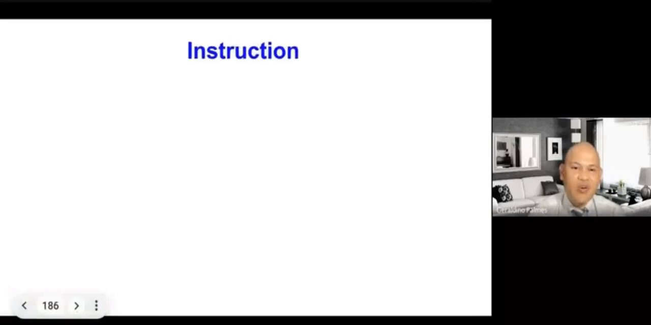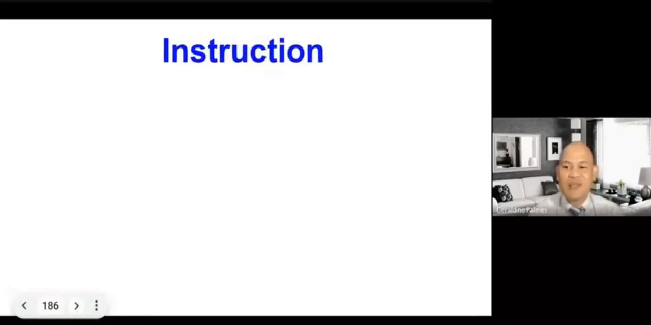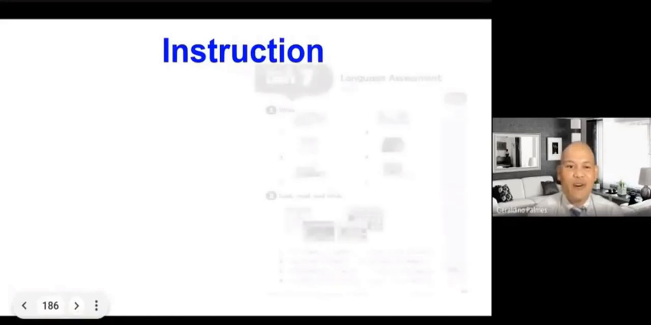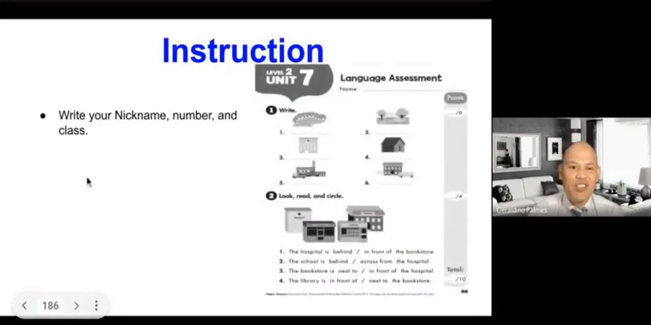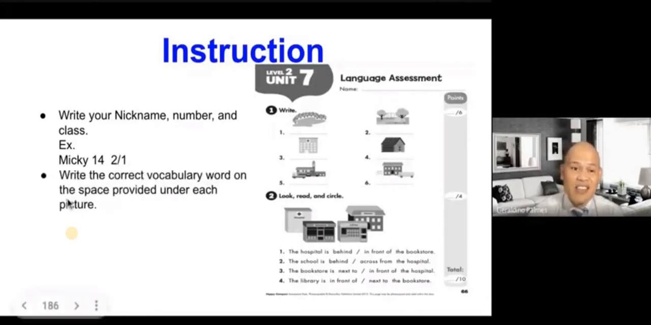Okay, now for the language assessment, this is what you have been waiting for. Now for the instruction, your nickname, write your nickname right here in the given space. Example, Mickey, number 14, 2/1. So write your name, number, and class. Next, write the correct vocabulary word in the space provided under each picture. So write the correct vocabulary. Now remember 1, 2, 3, 4, 5, 6. That's 6 points right here.